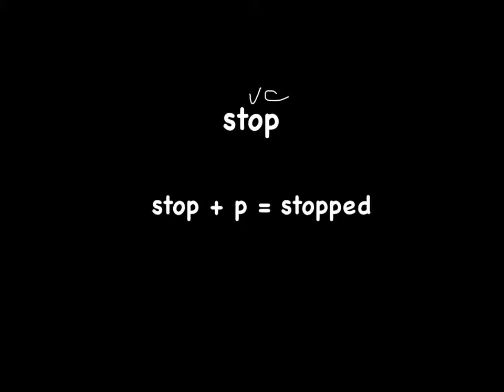Let's read this word, stop. Stop ends with a vowel and a consonant. Do you remember what we do when we have a vowel and consonant? When we have a vowel consonant, we double the consonant. So stop turns into stopped with 2 P's.